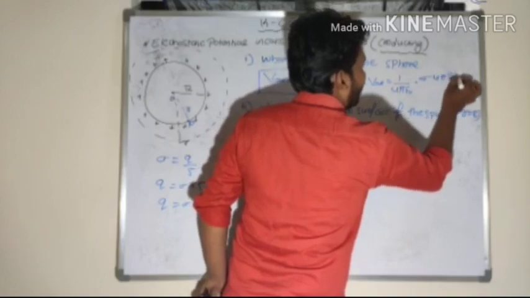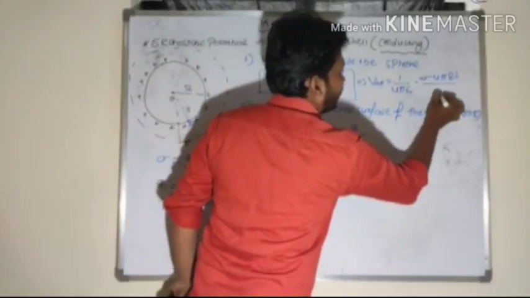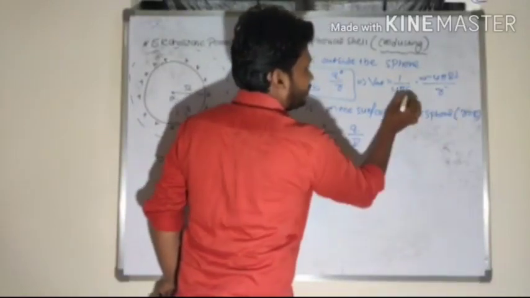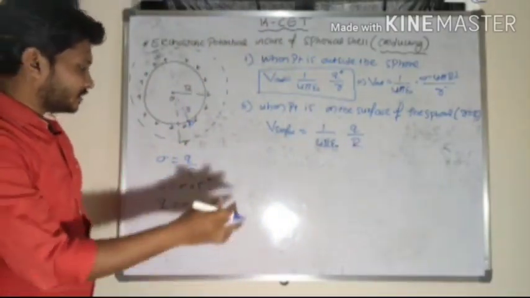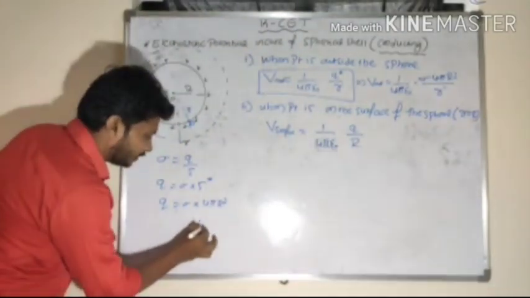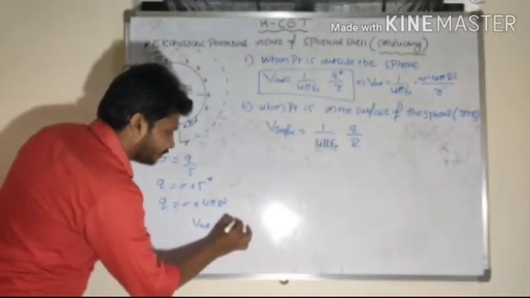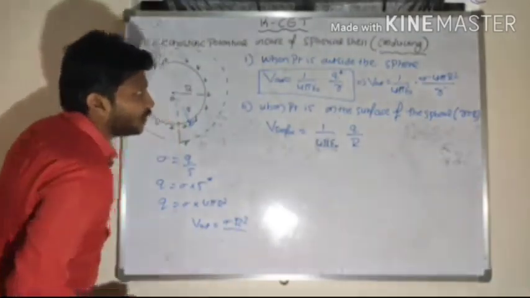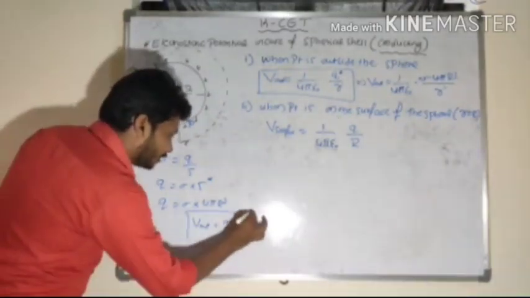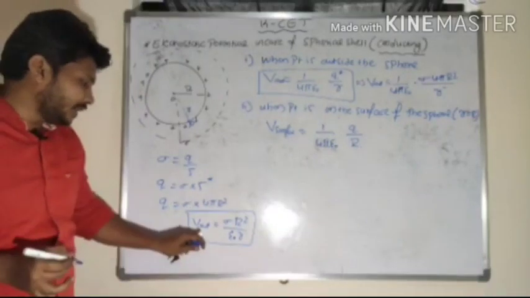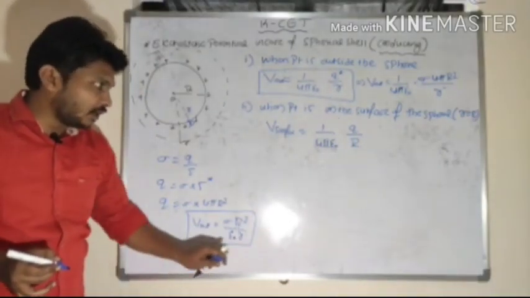Sigma into 4 pi R square divided by small r. Divided by small r means 4 pi will get cancelled out here. Then what's the equation? Another equation for electrostatic potential outside the sphere: V out is equal to sigma into R square divided by epsilon naught r. Sigma into R square divided by epsilon naught into r.